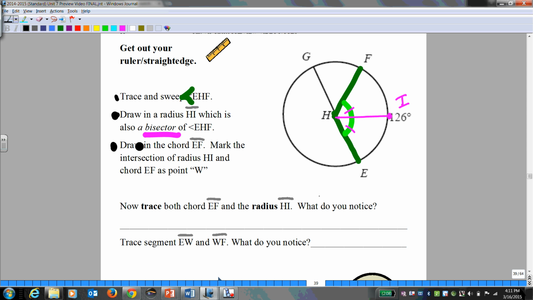Next it says draw chord E to F. Mark the intersection of HI and EF as point W.